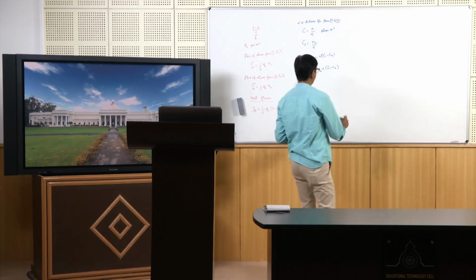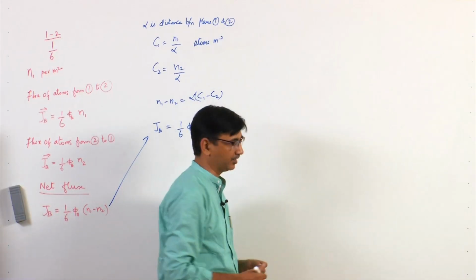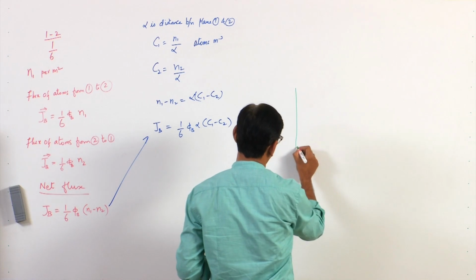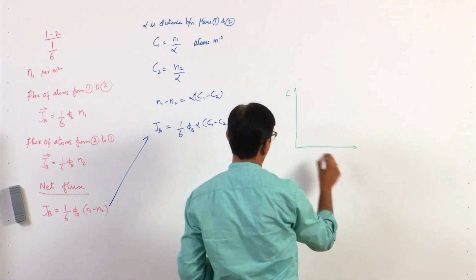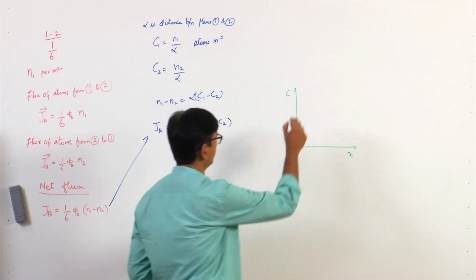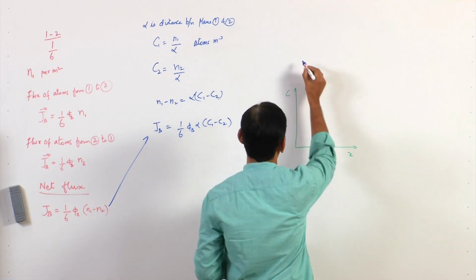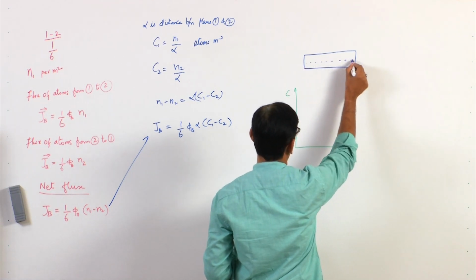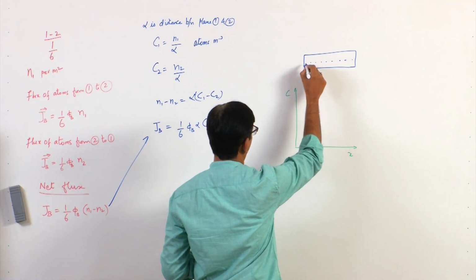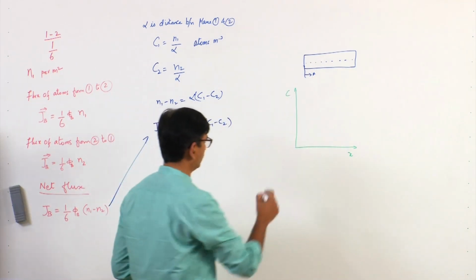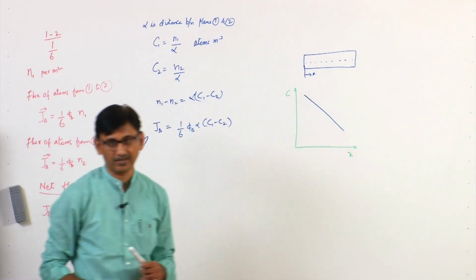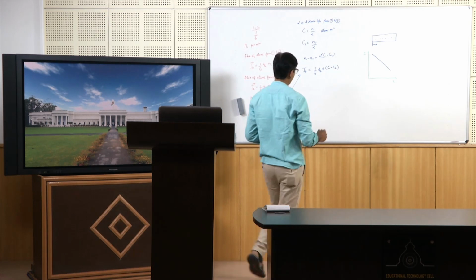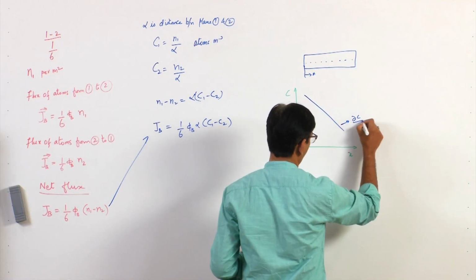If I want to plot the concentration, I will plot it like this. This is concentration on the y axis, this is x distance. Suppose I take a bar here; basically I am finding out the concentration at different points as a function of x, and that I have plotted. Suppose that plot is coming like this, that is a concentration gradient. The slope of this can be given by del C by del x.